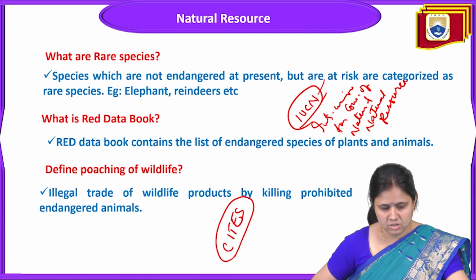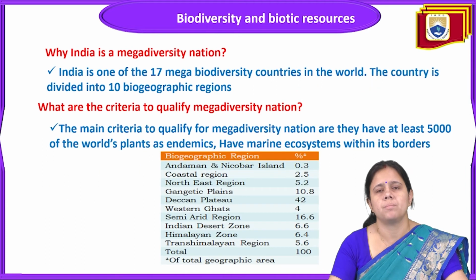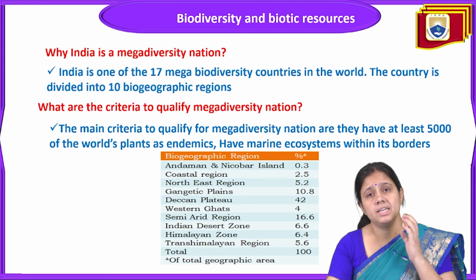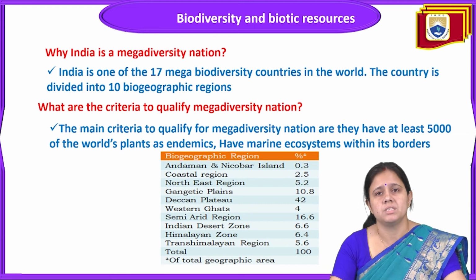Now we come to the next topic: why India is a mega diversity nation. India is a mega biodiversity nation. This is a very important term related to the biodiversity topic. India is one of the 17 mega biodiversity countries in the world, and the country is divided into 10 biogeographic regions. India is called a mega biodiversity nation, means India has 10 biogeographical regions. That's why it comes under the category of mega biodiversity nation.